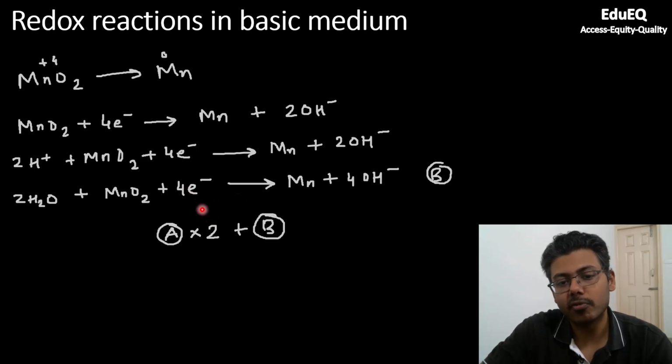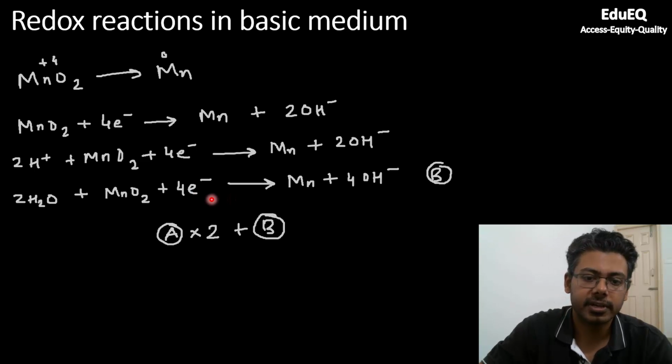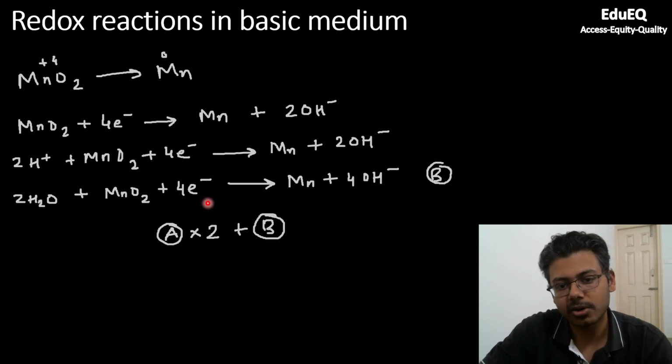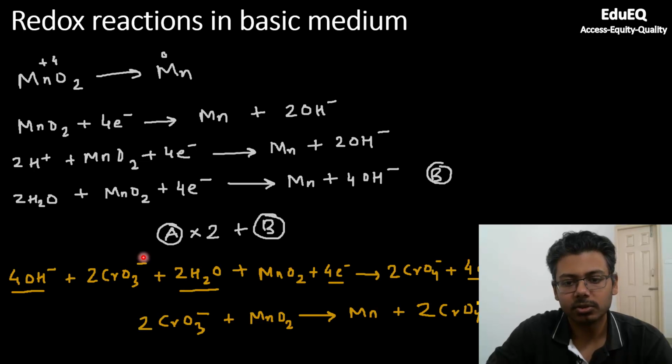So if you want to cancel out the electrons, because now you are balancing the reaction, just like what we saw in half reaction method, we have to cancel out the electrons here also. So you have to multiply reaction A by 2, because there you had 2 electrons on the right hand side and here you have 4 electrons. So if you multiply there by 2, there you will have 4 electrons on the right hand side. So let us do that.